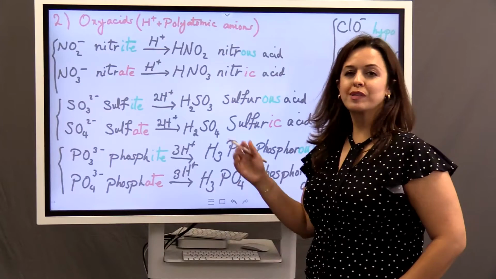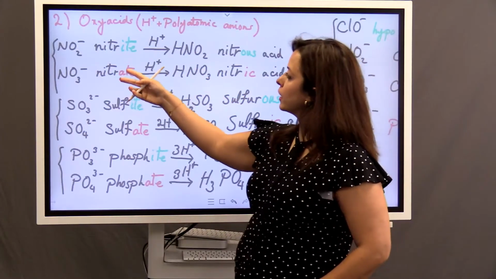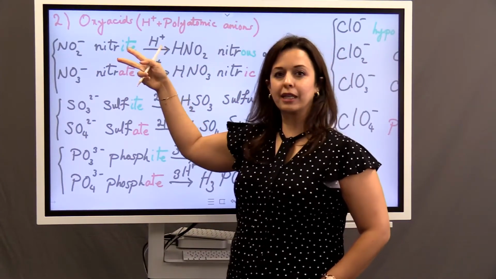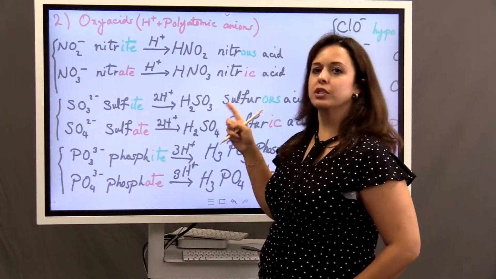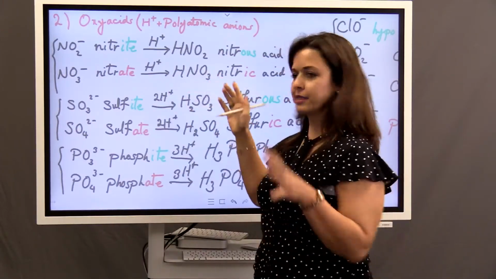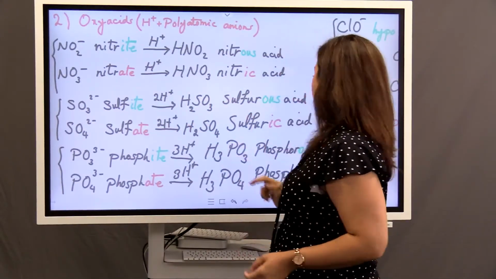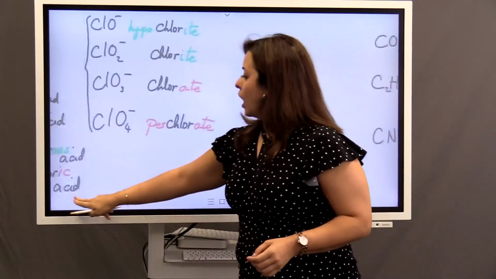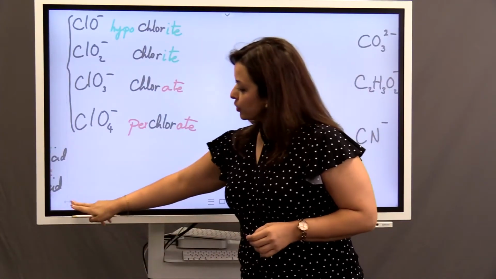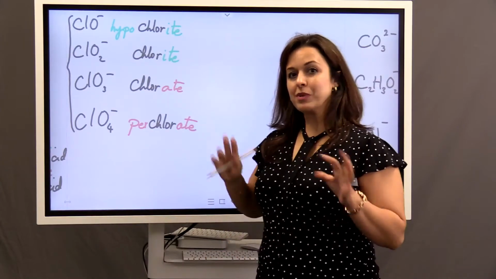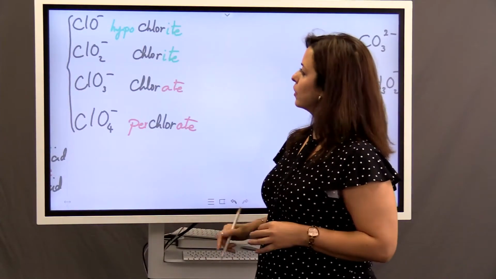Okay? So you simply relate the number of oxygens in the anion to the number of oxygens in the acid. Everything else is the same except the number of oxygens. And finally, you remember you had some more anions besides those.